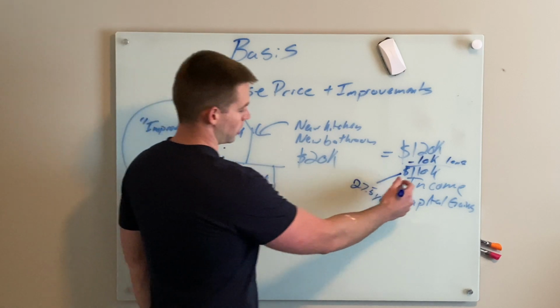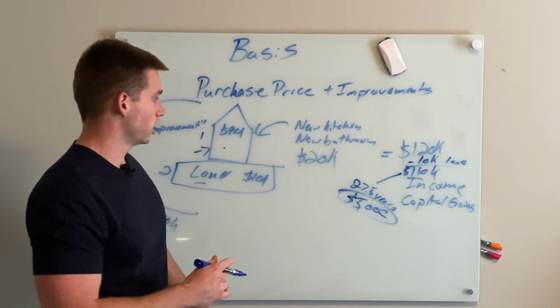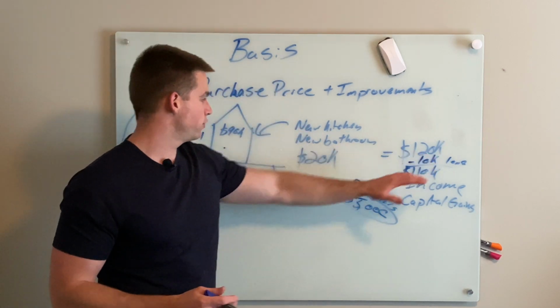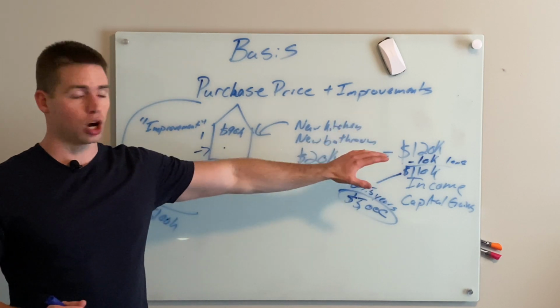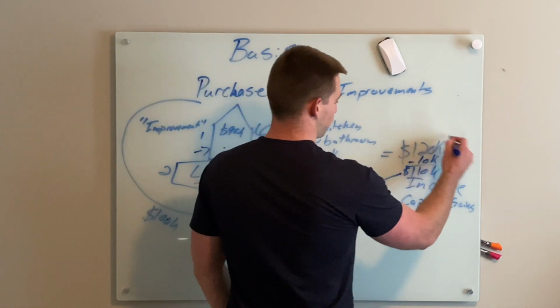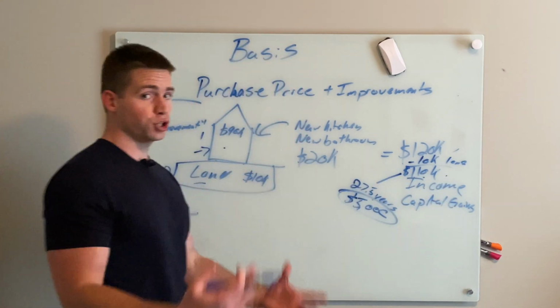So let's just say, I don't know what this is, I don't have my calculator on me. So let's say this amount is $5,000. I know it's not. So we're going to buy this full package. The $100,000 plus the $20,000 improvement is $120,000. So this is our basis, right? The $120,000 is our basis. The $110,000 is our depreciable basis.